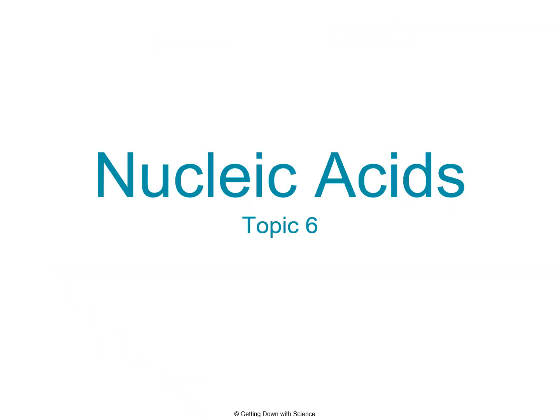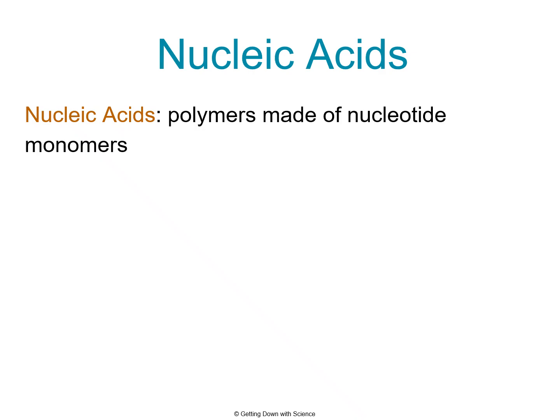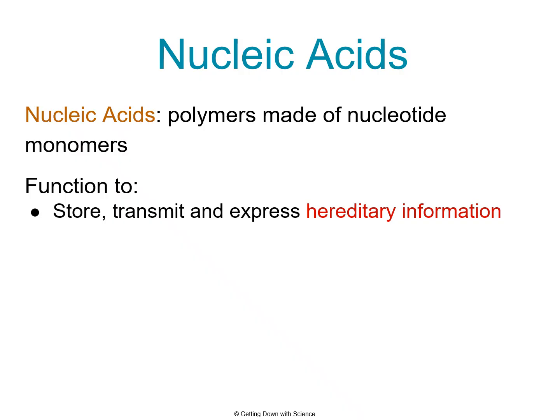All right, now we're going to discuss nucleic acids. So nucleic acids are polymers made up of nucleotide monomers. A nucleic acid is composed of several nucleotides, and nucleotides are bonded together to form longer chains of nucleic acid. This is something we discussed in topic 6.1.